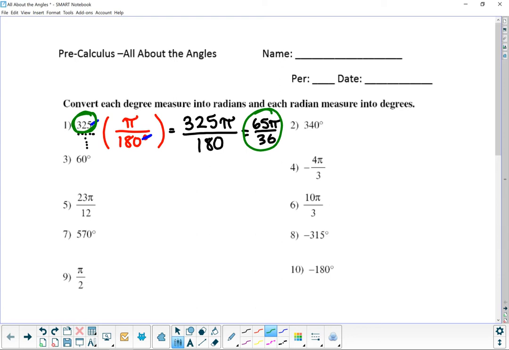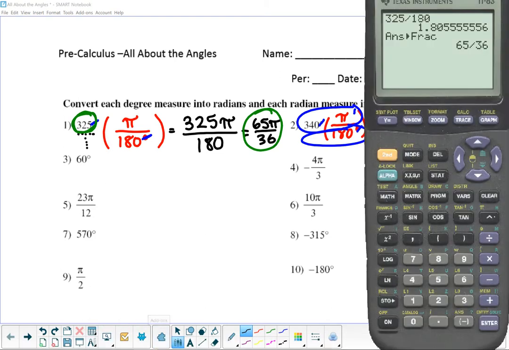So let's try it one more time. We have 340, so I'm going to do the same thing again. I'm going to multiply 340 by 180, and I'm going to put 180 on the bottom because the 340 is on top, and then pi on the top. The reason I'm doing that is again, I want the degrees to cancel out with the degrees. So really, I have 340 pi on top divided by 180 on the bottom. If I write that down, I can just do that in my calculator.